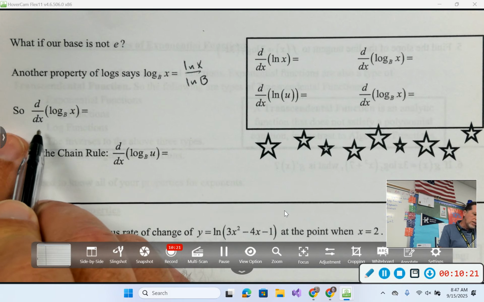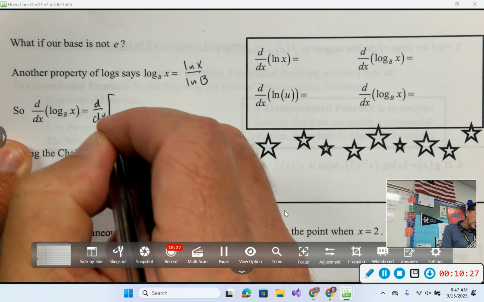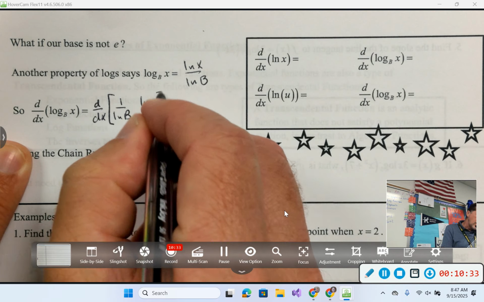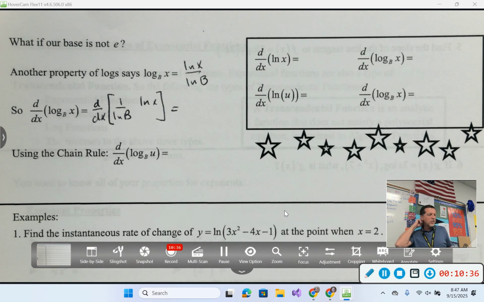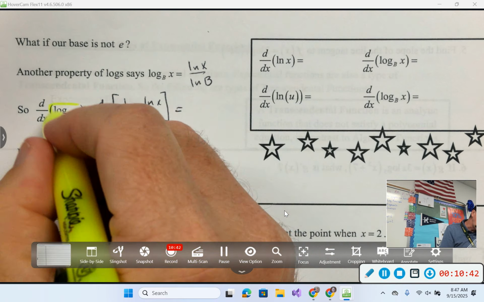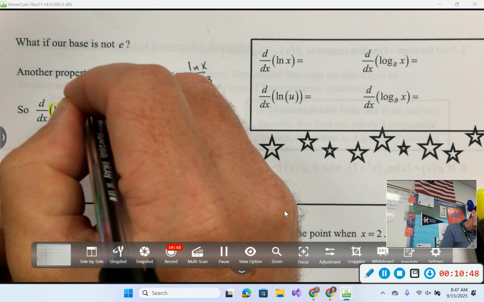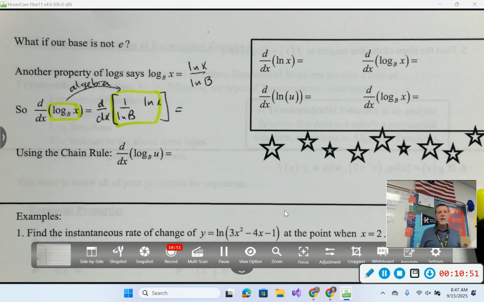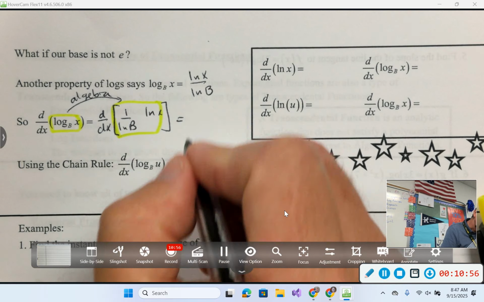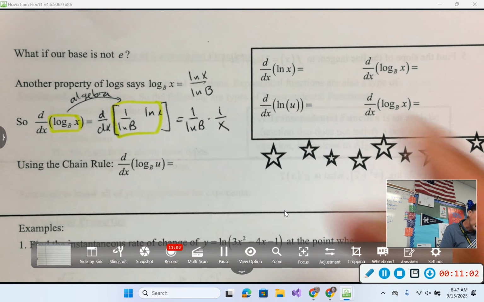So that means the derivative of log base b of x, it's like, well, hold on a minute, I don't want to do the derivative of log base b of x. I want to change log base b of x into 1 over natural log b times natural log of x. So I'm just doing an algebra step. Because 1 over natural log b, that's just a number. I don't know what that number is, but it's just a number. So 1 over natural log b times 1 over x.